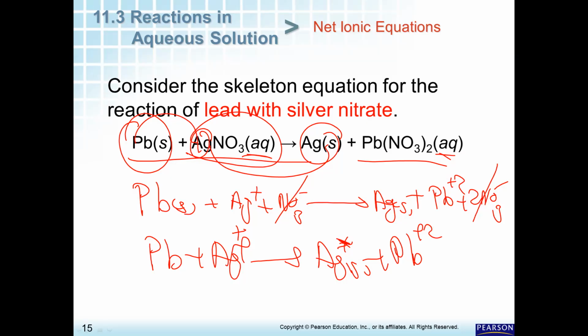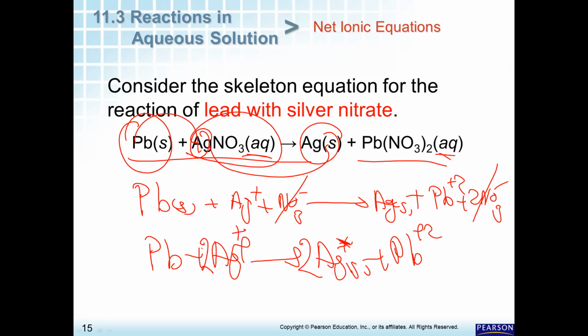So we need to have it balanced in terms of the charge. That's why we need to multiply this by 2. And if you do that, you need to multiply this also by 2. So this is a balanced net ionic equation, balanced in terms of the mass and the charge. And that is very important to remember.